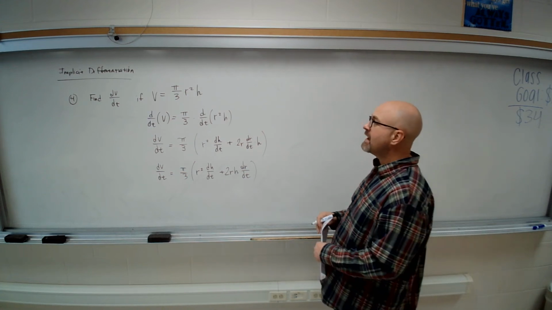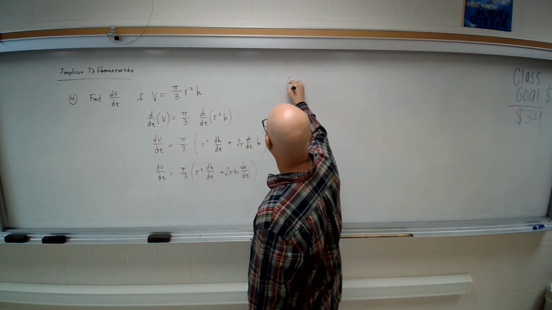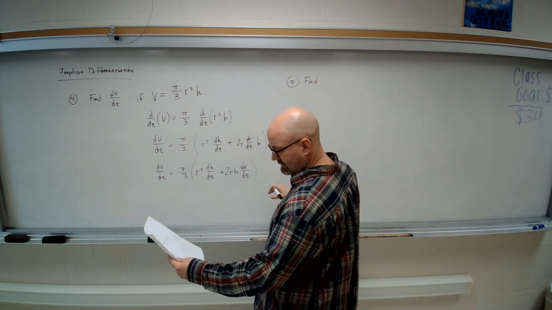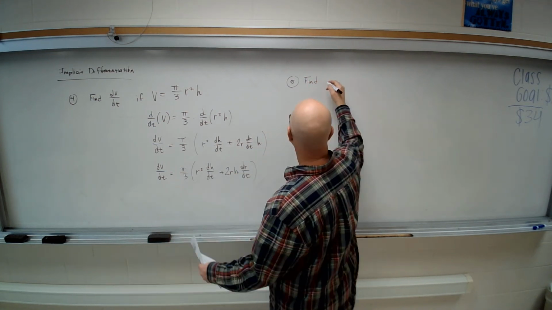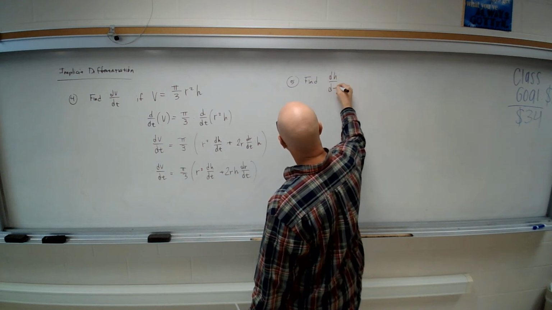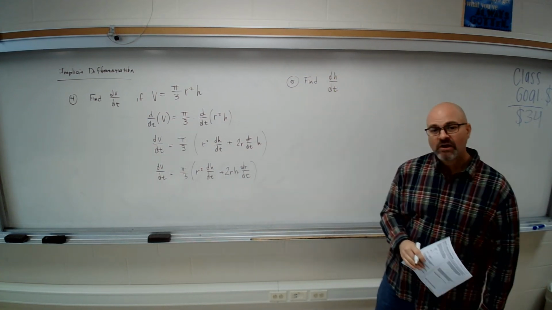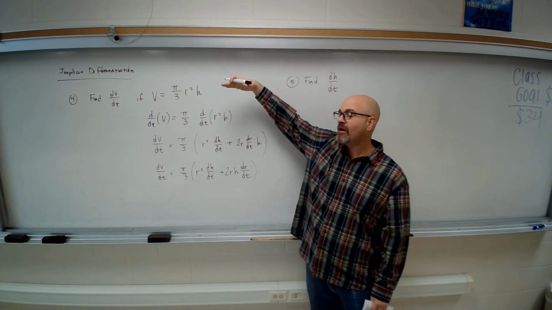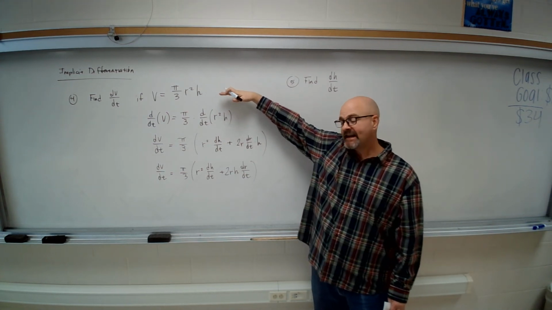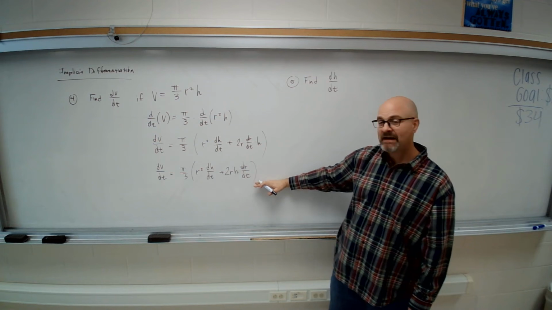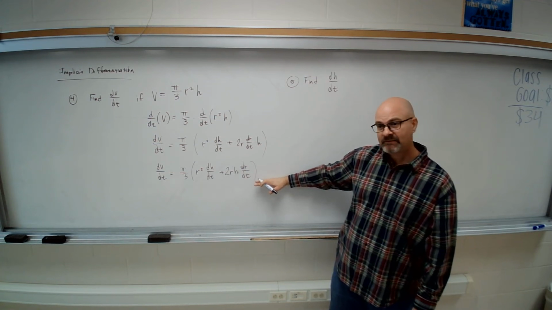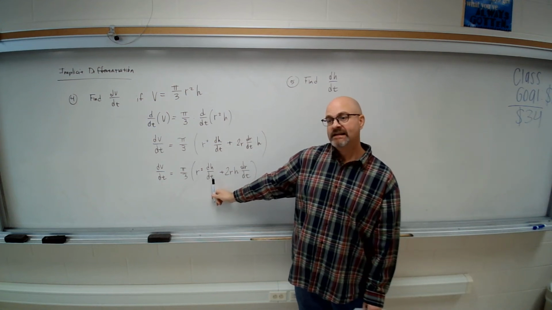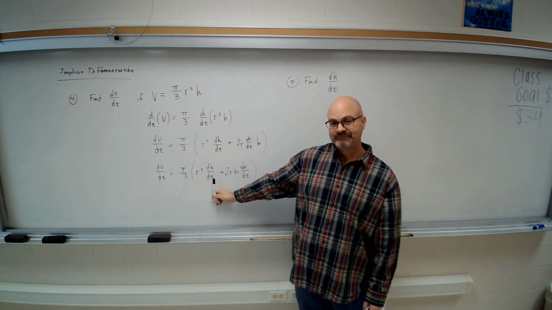Okay, for number 5, let's go ahead and do that while we're here. We're asked to find, same function, but we're asked to find dh over dt. So you're going to start the same way. You're going to take the function that we know for the volume of a cone and take its derivative. Now we got this big mess down here. This was the answer to that one, but now we're trying to isolate dh over dt.